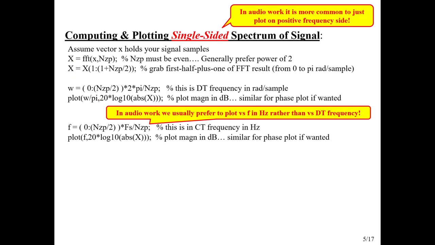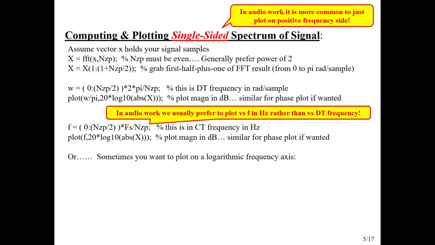Okay, now in audio work, we almost always want to see things in terms of hertz rather than radians per sample. So here's the same thing. I go 0 to NZP over 2 times Fs over NZP. Or if I want both, I could create this and then divide omega by pi, and multiply that result by Fs over 2, and I'd get the same thing. Okay, so there's how we do that.